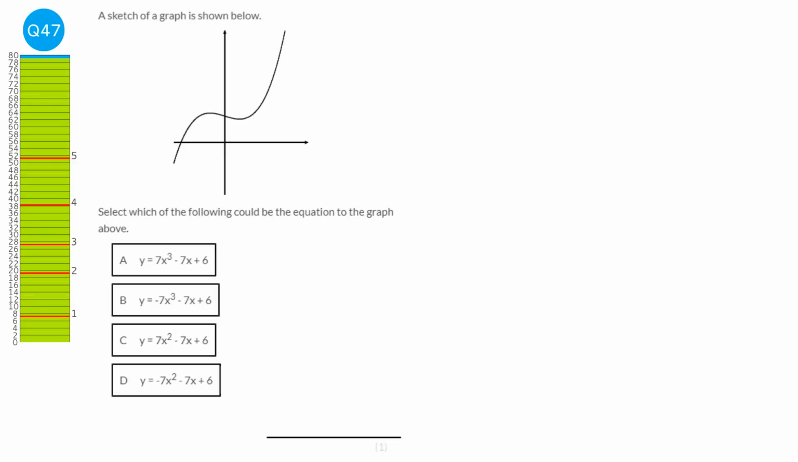With this question you've just got to know what the different functions look like. So with C and D we've got quadratic functions. One's a positive quadratic, which is a U shape. One's a negative quadratic, which is a kind of upside down U shape or an N shape. And here we don't have that, so we can get rid of those straight away. A is a positive cubic, which goes up, then down, then up again. And B is a negative cubic, which goes down, up, and then down again. So this one here goes up, down, up again. That's going to be a positive cubic. So our answer is A.